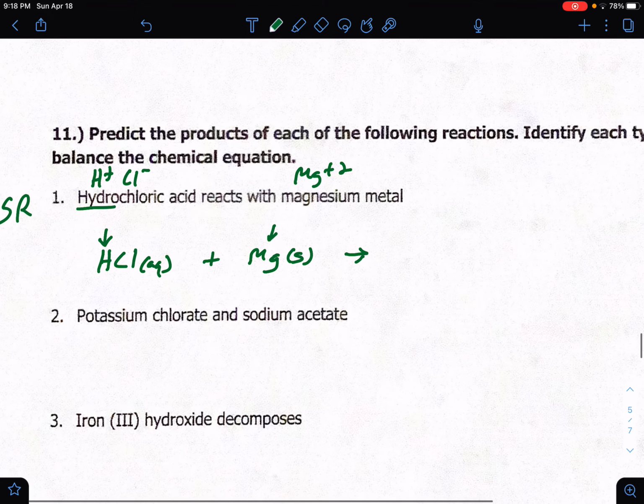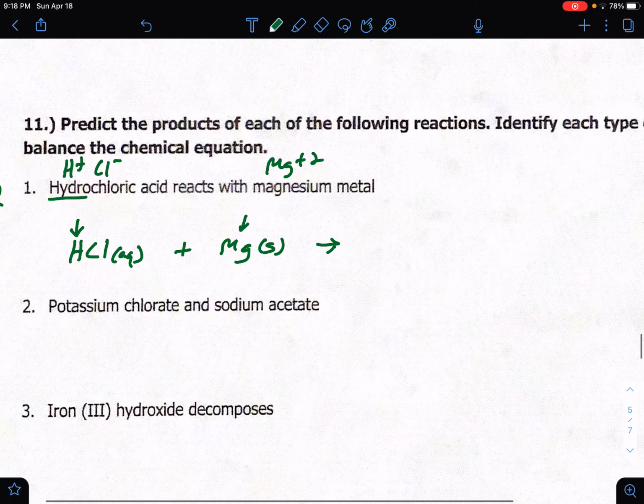So this is where you refer to that activity series. I don't have it on here, but that sheet we give you that has the big arrow on the side basically ranks your metals. The higher you are, the better you are. So chlorine is only going to dump hydrogen if magnesium is better. So you're going to look on that list. Is magnesium higher? It is. So that means magnesium is now going to go with chlorine.